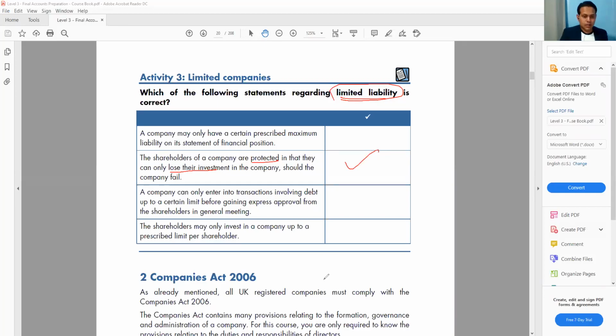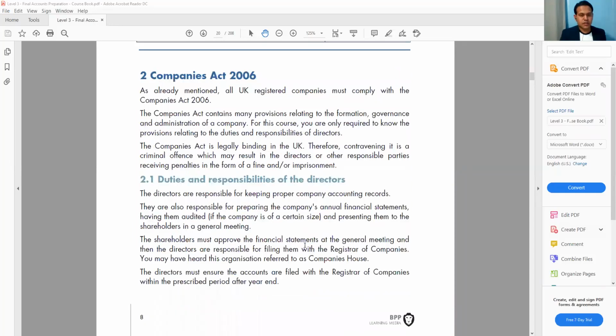Okay, so let's have a look. Our next point is the Companies Act 2006. Since 2006, there have not been many changes to the Companies Act. We still follow the Companies Act 2006, which is the last major update.